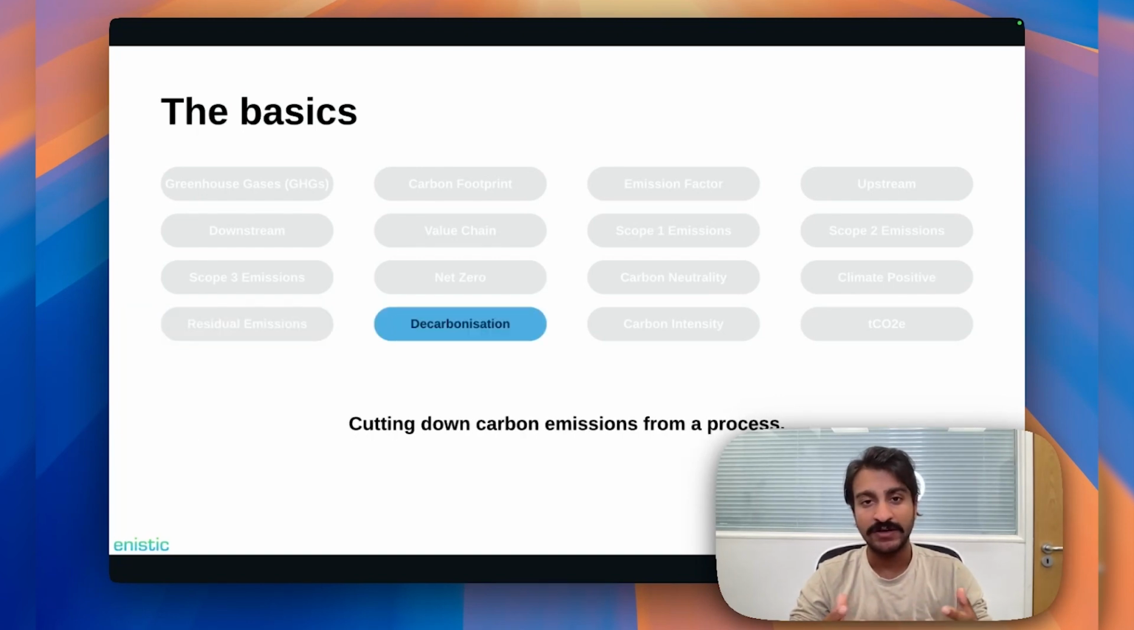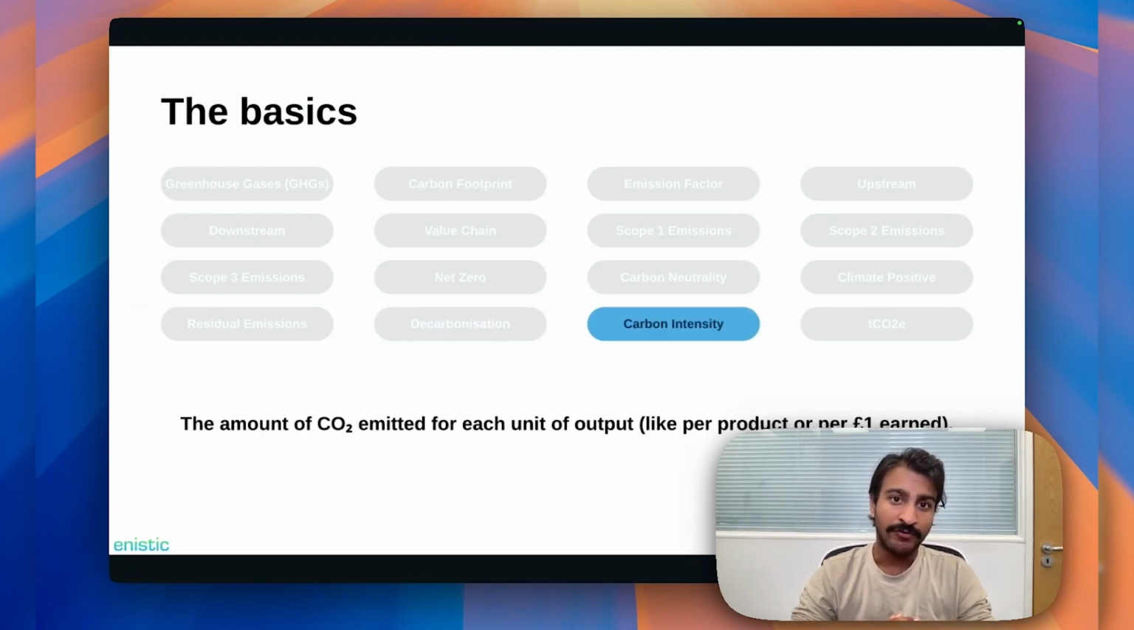Decarbonisation, simply put, is cutting down carbon emissions from a process. Carbon intensity is the amount of CO2 emitted for each unit of output, such as kilowatt hour of electricity, per dollar of revenue, or per item produced.